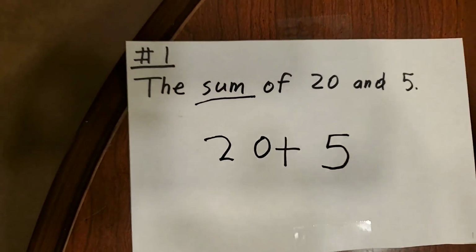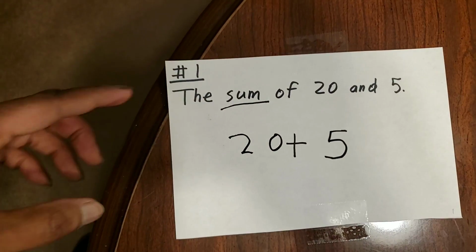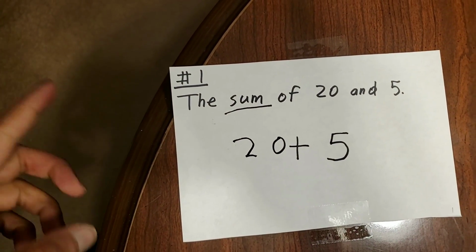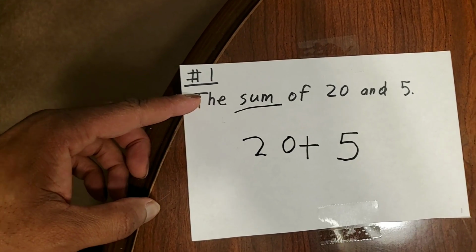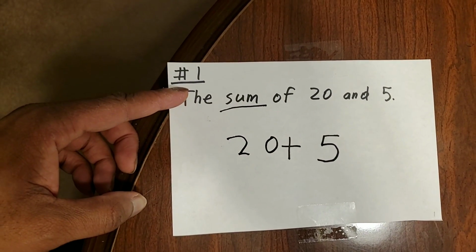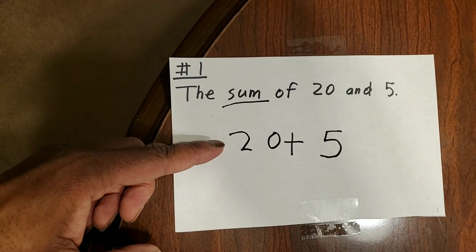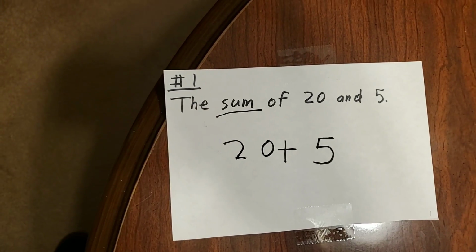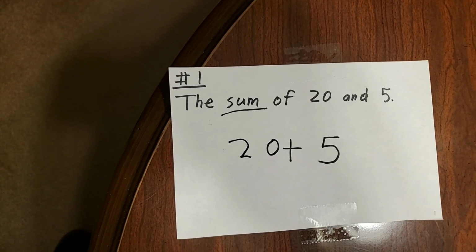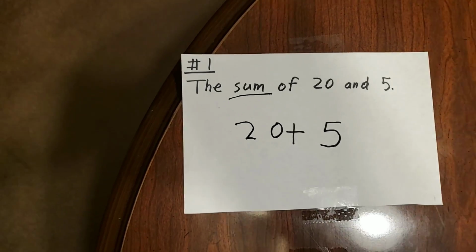So this is our problem. The sum of 20 and 5. Everybody see what we just did? We have our words, our math sentence, and then we have our expression or equation. So this represents the problem, the sum of 20 and 5, or 20 plus 5. Now let's go to number 2.